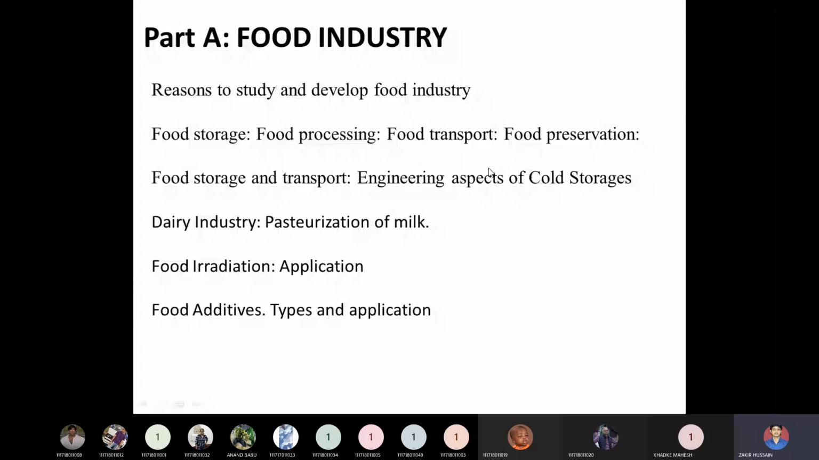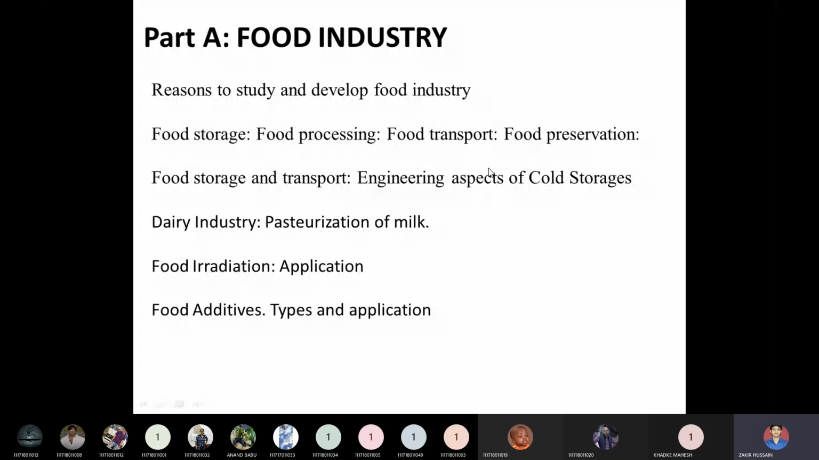So first topic is reasons to study and develop food industry. Then the next topic is food storage, food processing, food transport, and food preservation. Okay, any type of food industry will have four types of operation, which are food storage, food processing, food transport, and food preservation. These types of operations are carried out in every food industry.